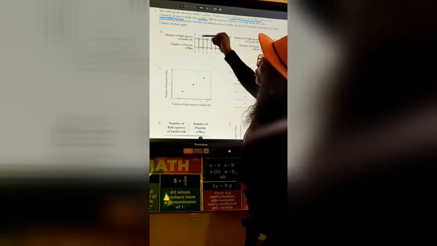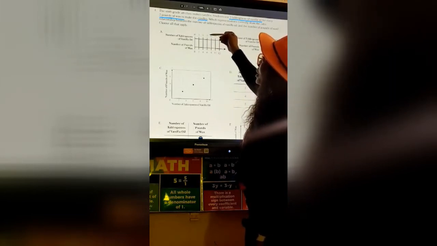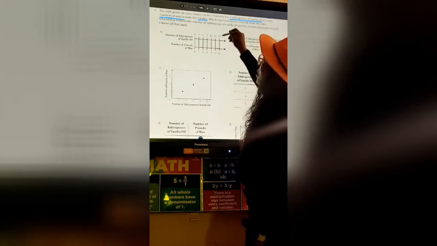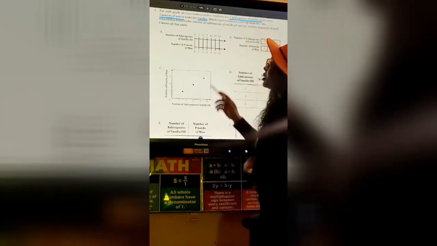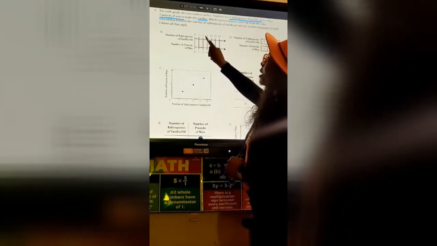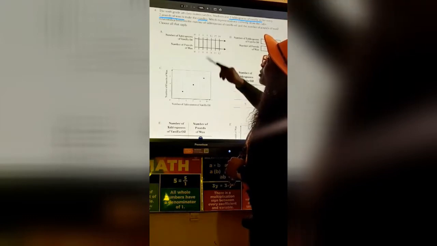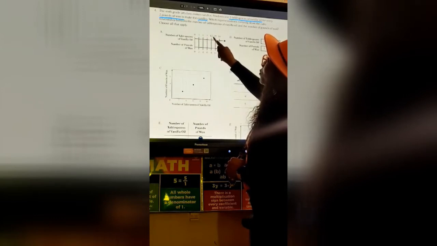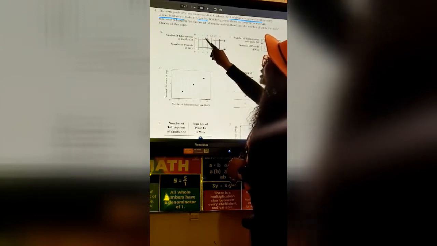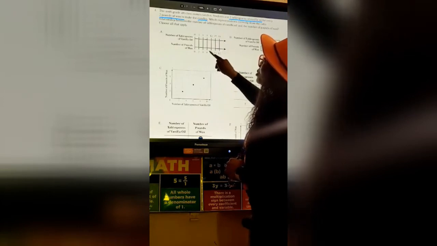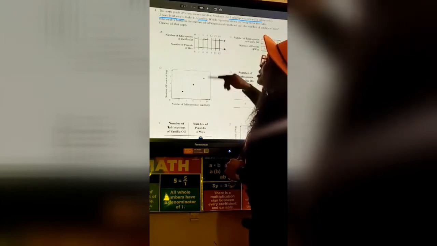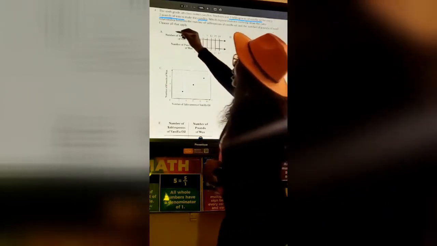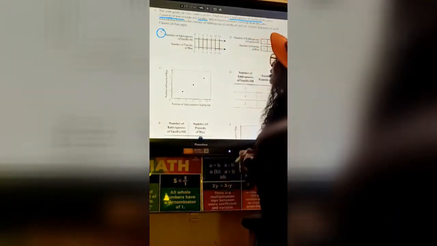So 3 to 2, then we have 6 to 4, 9 to 6, 12 to 8, 15 to 10, and 18 to 12. Another way to tell is from here to here, I multiply by 2, so then I have to multiply by 2 here. Here I multiply by 3, I multiply by 3 down here. 3 times 4 is 12, 2 times 4 is 8, 3 times 5 is 15, 2 times 5 is 10, and 3 times 6 is 18, 2 times 6 is 12. So that tells me that this is one of the options that I will be choosing because it does match.